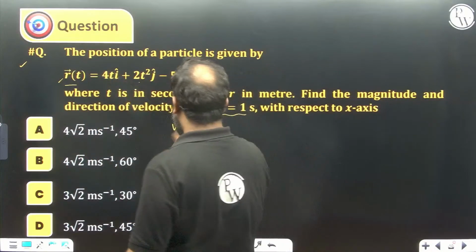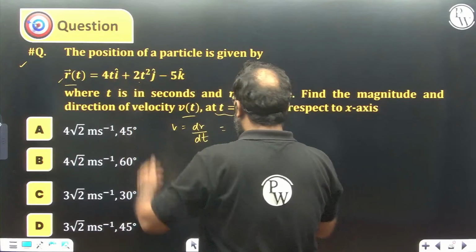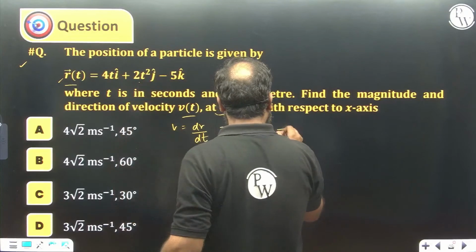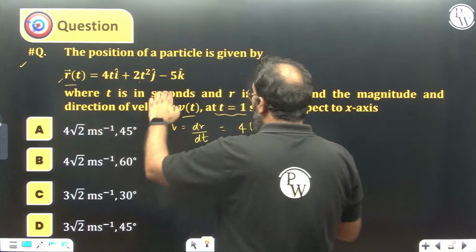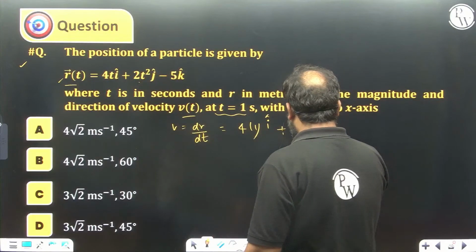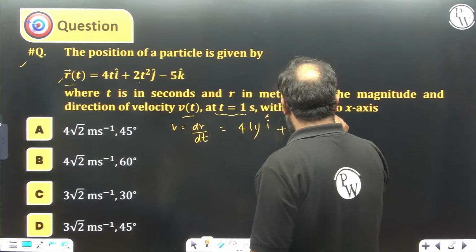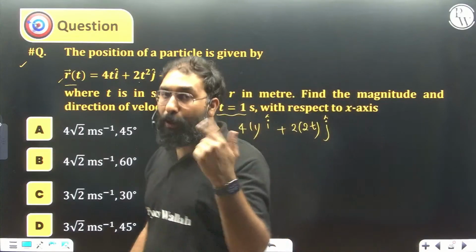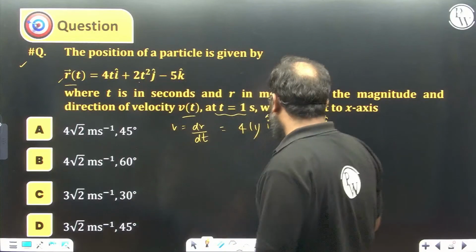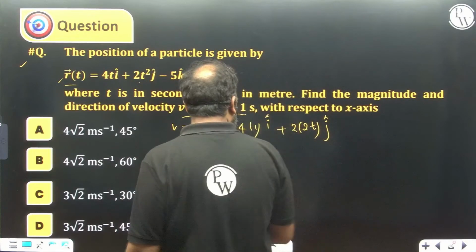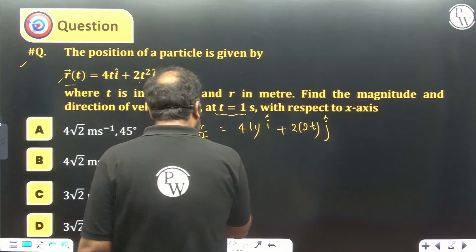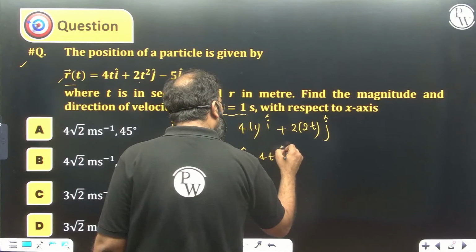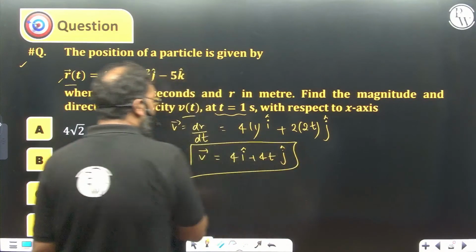So I'll be getting 4 constant, and the differentiation of t is 1, and this is i cap. Then plus 2 is constant outside. Differentiation of t square is 2t, and it is j cap. And 5 is constant, right? The differentiation of a constant is 0, so I am not going to write it. So let's see what I've got. Velocity vector is 4 i cap plus 4t j cap. This is the expression for the velocity I have obtained.